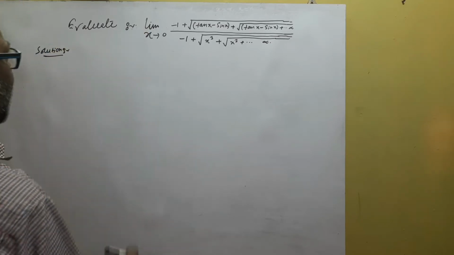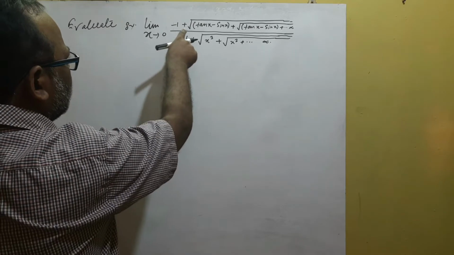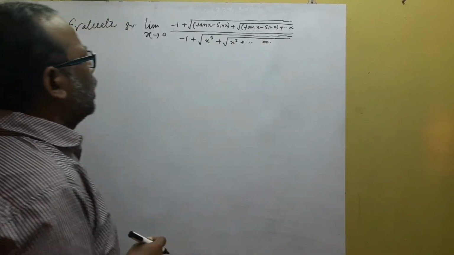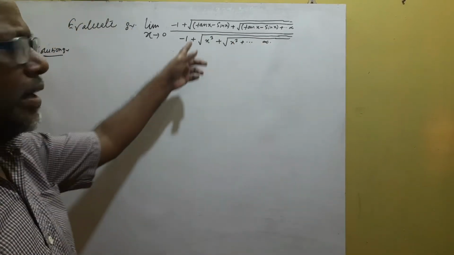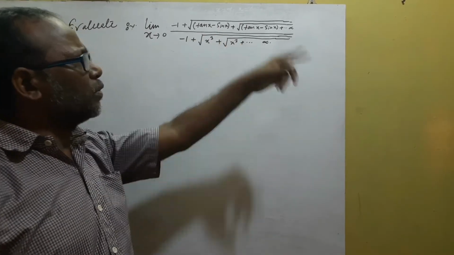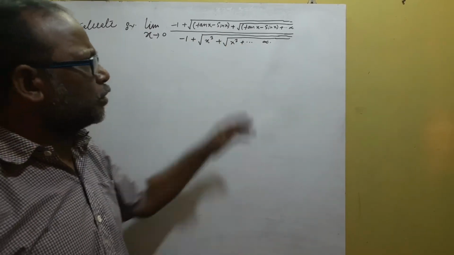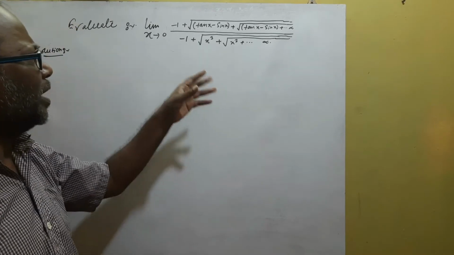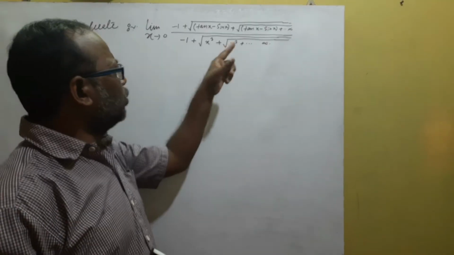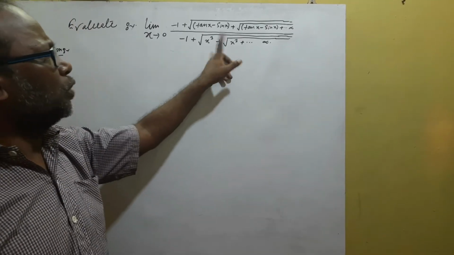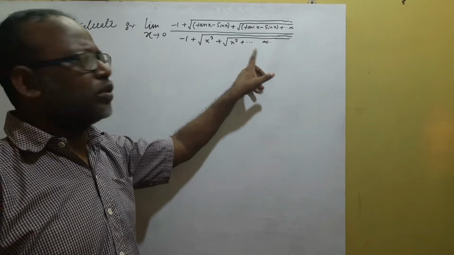For this case, the pattern here is: limit x tends to 0 of [minus 1 plus under root of (tan x minus sin x plus under root of (tan x minus sin x plus ... to infinity))] whole divided by [minus 1 plus root of x cube plus root of x cube plus root of x cube plus ... to infinity].